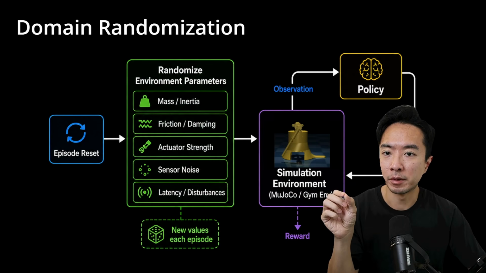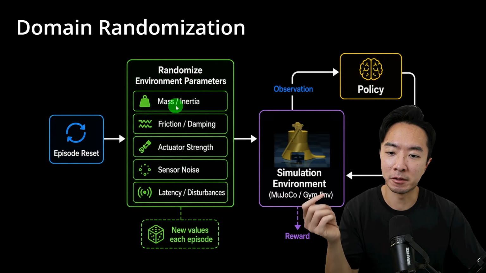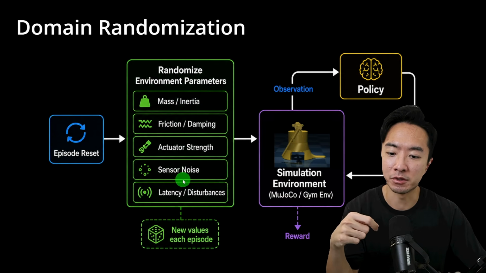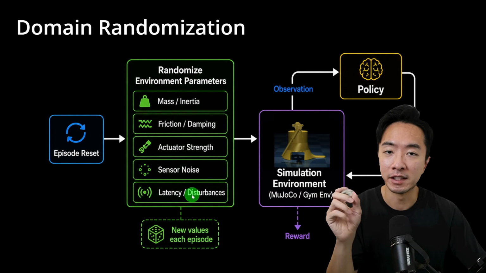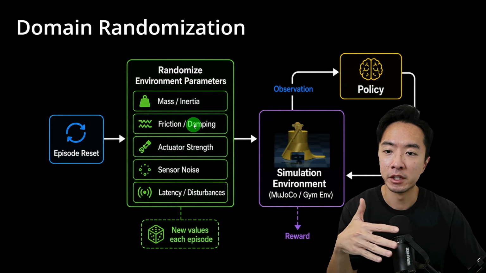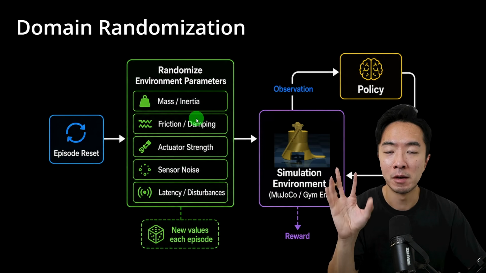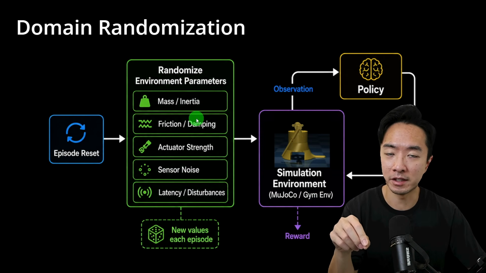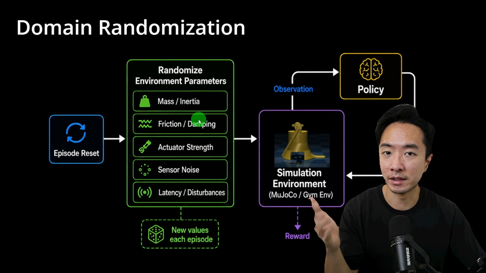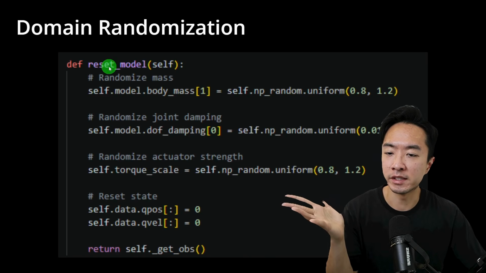Now, a very important part is the domain randomization. So this is where we want to vary parameters like your mass, inertia, friction, damping, actuator strength, sensor noise, and latency. So depending on how well your model can zero-shot transfer onto hardware, you may need to play around with some of these parameters to see how to make your model more robust, because a lot of times in simulation and hardware, some of these estimations will not be exactly the same. So to actually implement it in code, you could call like a reset model function.